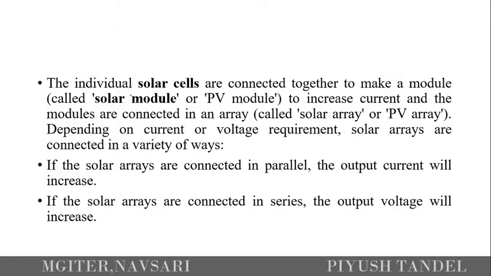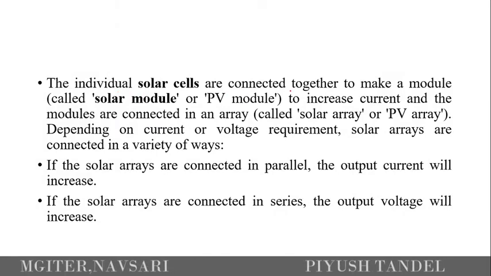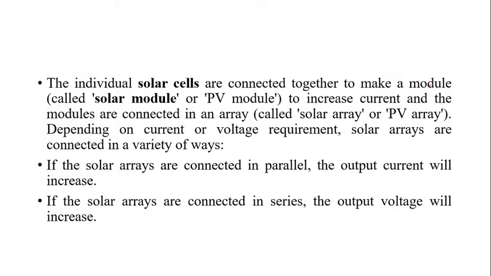Now individual solar cells are connected together to make a module, that is, a solar cell module or PV module. A solar cell is a single cell, but whenever we connect solar cells in a series-parallel combination, we make a solar module, or PV module, to increase the current. The modules are then connected in arrays. Different modules connected in arrays are called a solar array or PV array.